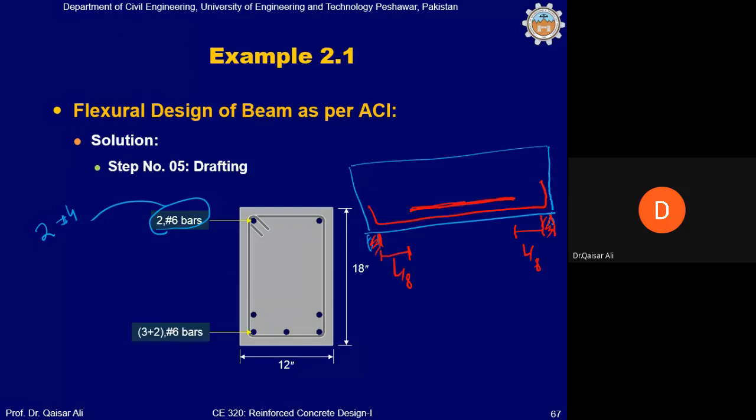Any question? Is this clear? Yes, sir. This section, the one we have drawn, is section AA. If you draw a section closer to the support, section BB, then in that section these two bars will not be there. Clear? Yes, sir.